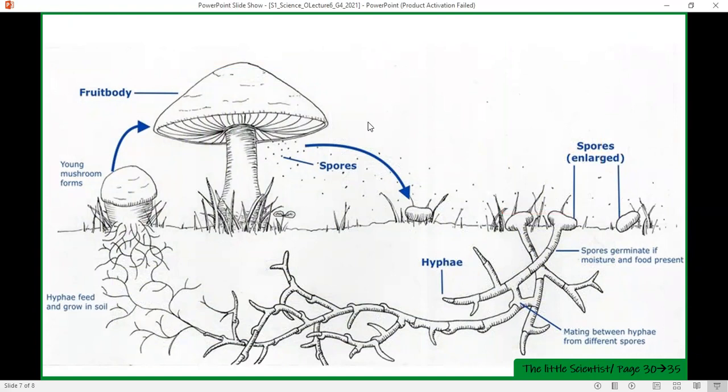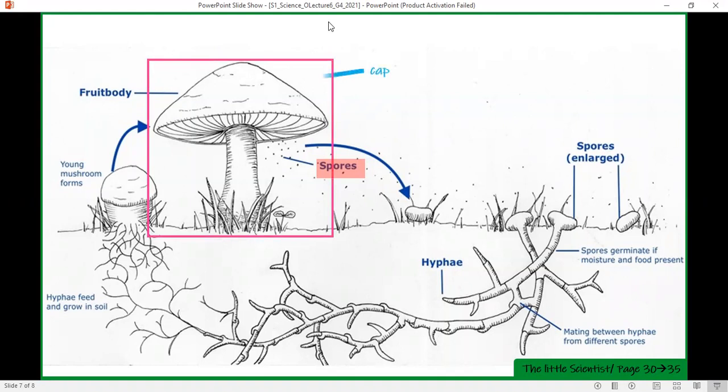Before we talk, you can clearly see right here the word spores. Can you see the word spores? So mushrooms, or fungi, also use spores to reproduce. Before we talk about reproduction of mushrooms, let's see the different parts of a fungus, of a mushroom.